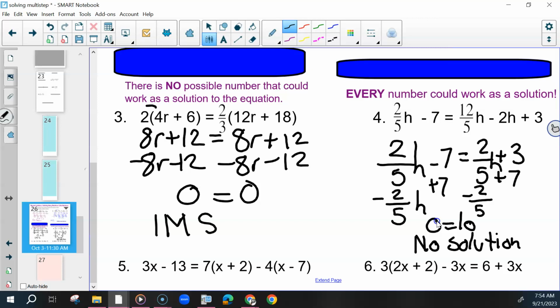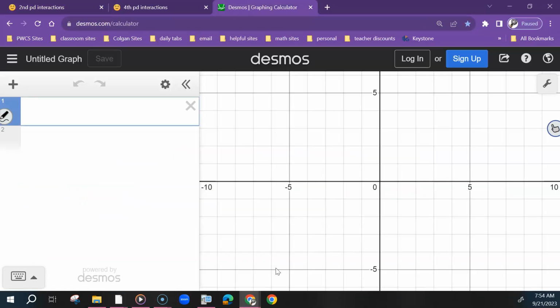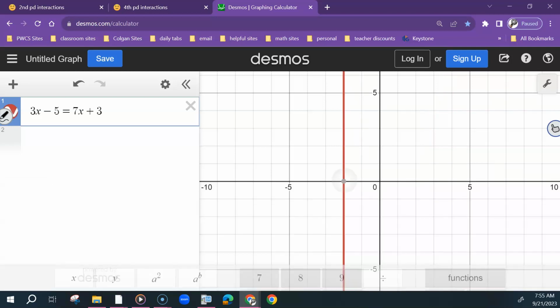So I'm just going to show this on Desmos. One type of solution will look like a line. So I'm just going to put in the solution from the back: 3x minus 5 equals 7x plus 3. It looks like a line. You get a solution, what we talked about the other day to check your work. That's one solution.